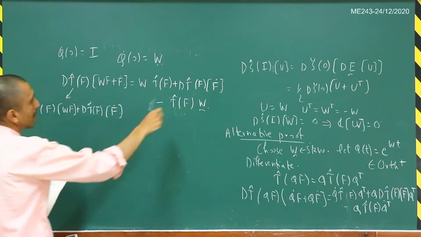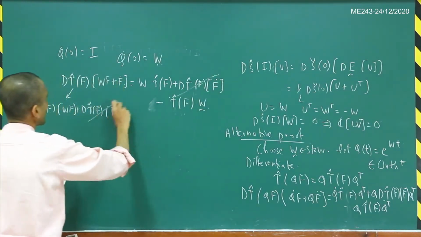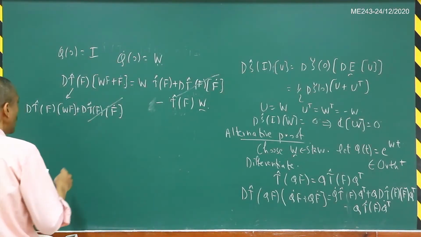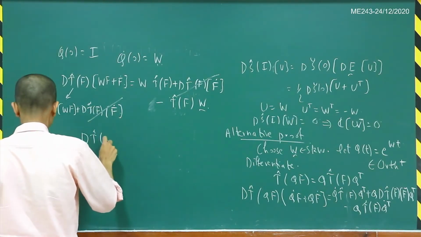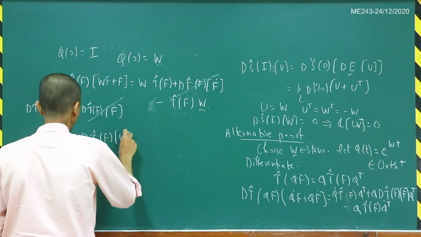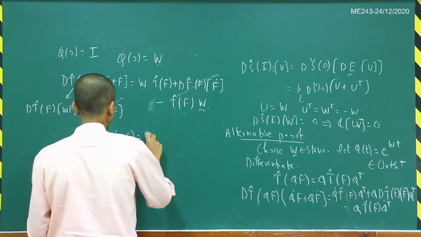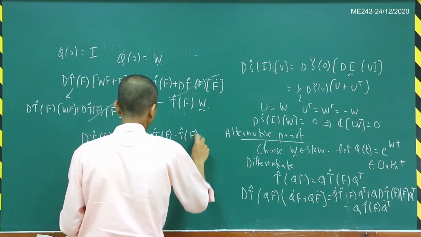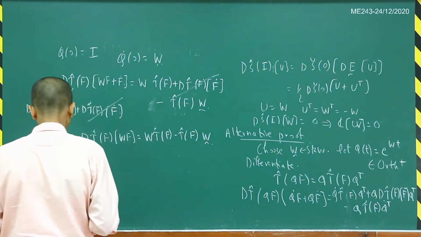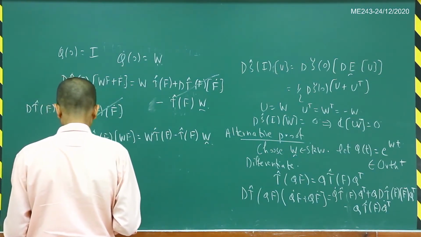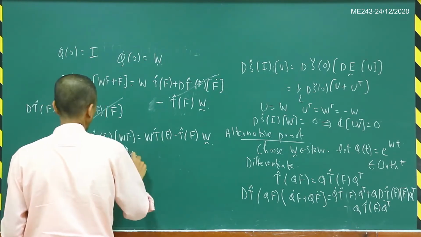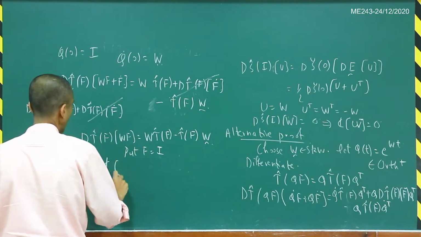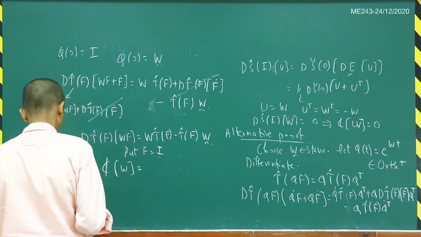And this term is the same as this particular term, so they will cancel on both sides, and then what you will get is that d of tau hat of f in the direction of wf is equal to w times tau hat of f minus tau hat of f times w. And now we know that tau hat of I is equal to 0. So now put f is equal to identity, and then this will become the c in the direction of w.